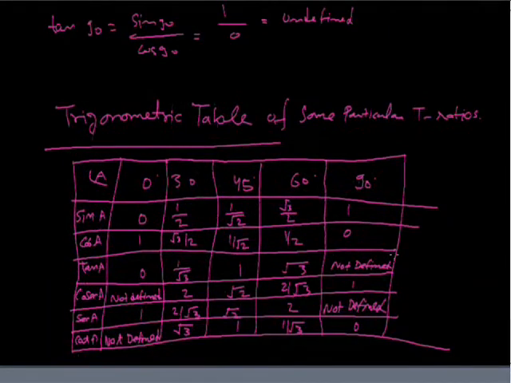There is another way to learn this table. We have to learn only the sine of angles. Sine 0 equals 0, sine 30 is 1 by 2, sine 45 is 1 upon root 2, sine 60 is root 3 by 2, sine 90 is 1. For cos A, we reverse the table. Cos 90 equals 0, cos 60 equals 1 upon 2, cos 45 is 1 upon root 2, cos 30 is root 3 upon 2, and cos 0 equals 1.